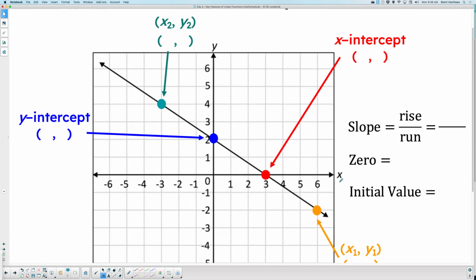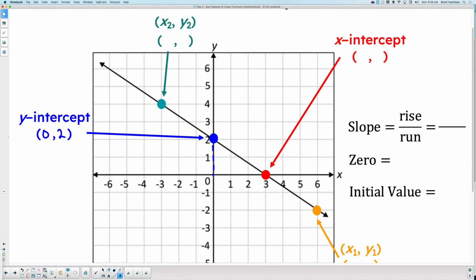X. So here's my x-axis here. Let me change this to blue. Okay, here's my x-axis. If you took this point to the x-axis, where would this hit the x-axis? 0. So the x value is 0. What's the y value there? 2. So the correct way of writing the y-intercept would be 0, comma, 2.